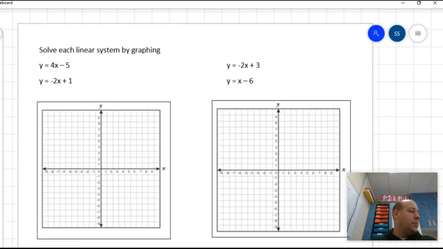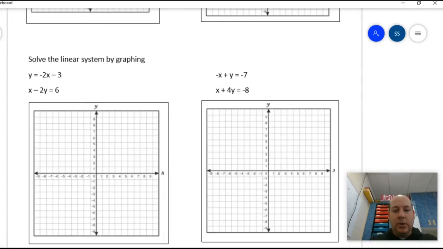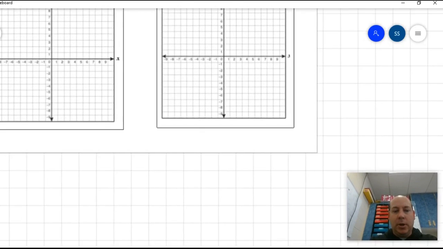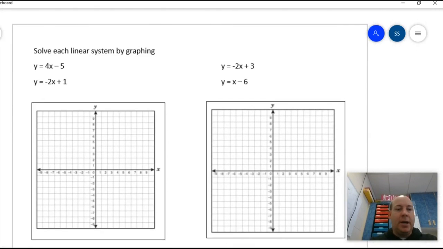All right. So if I look at solving these, make sure I'm on the right page here. Here we go. We're going to solve the linear system by graphing. All right, so y equals 4x minus 5 and y equals -2x plus 1. Both of those are already in slope-intercept form, so we're simply going to graph those.